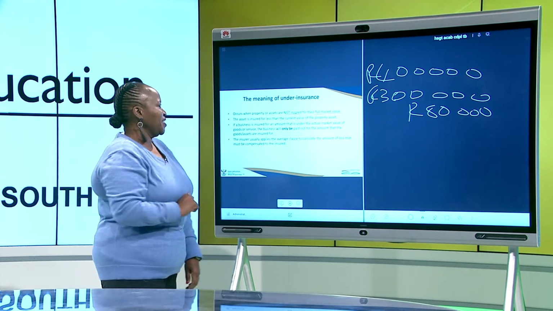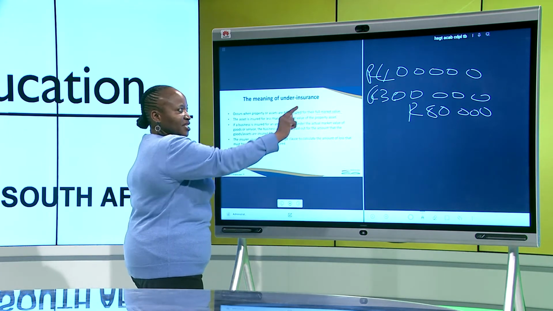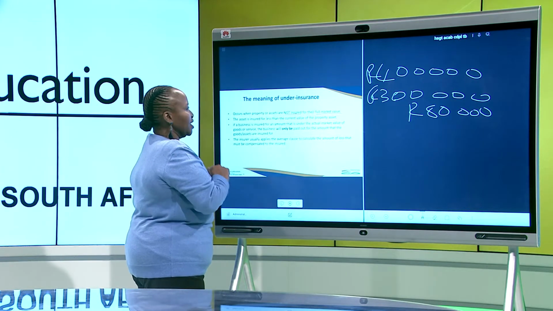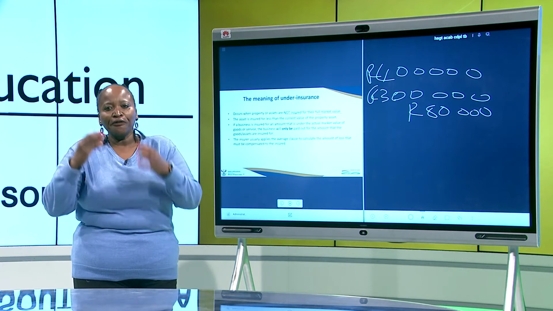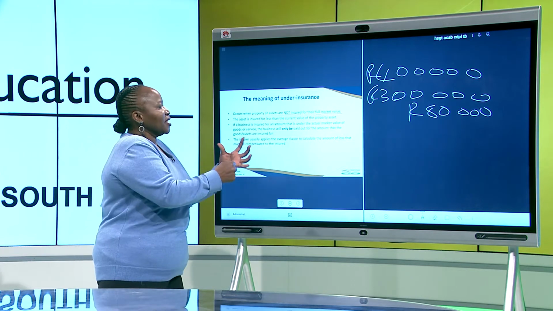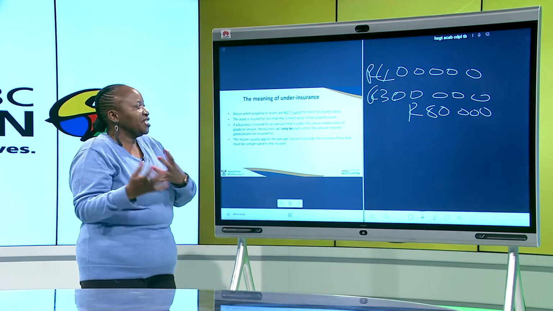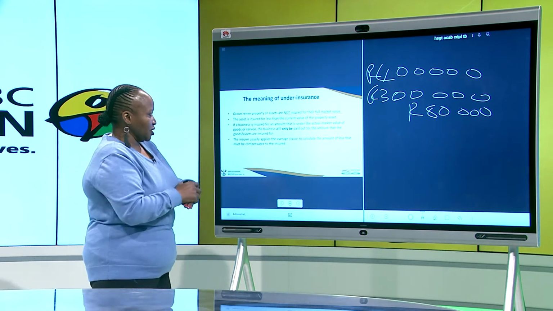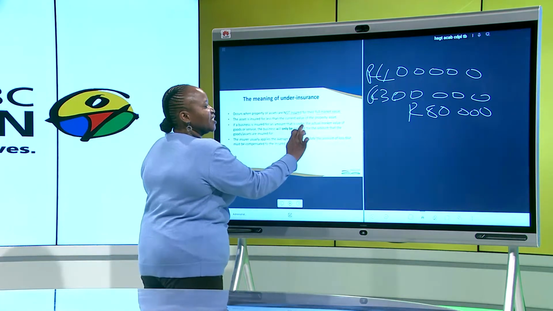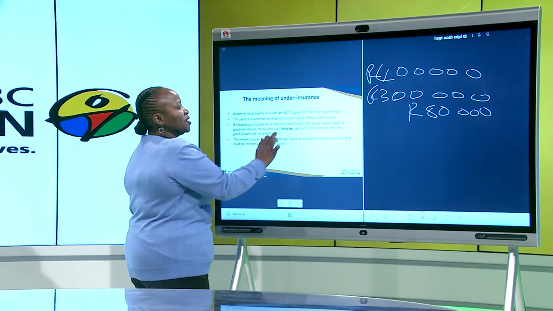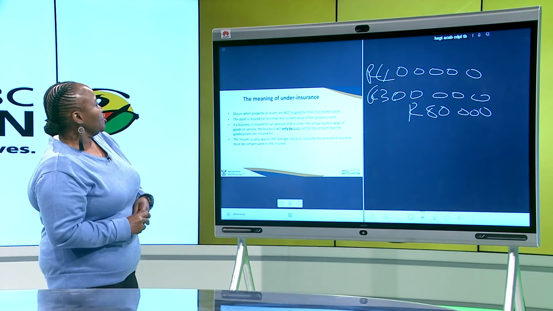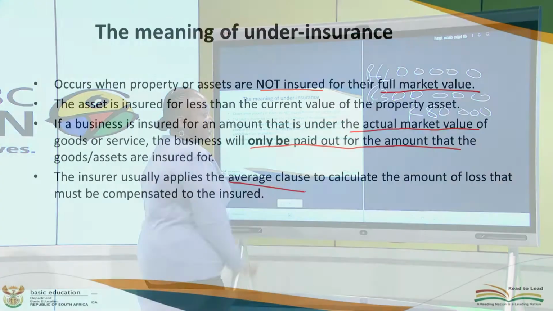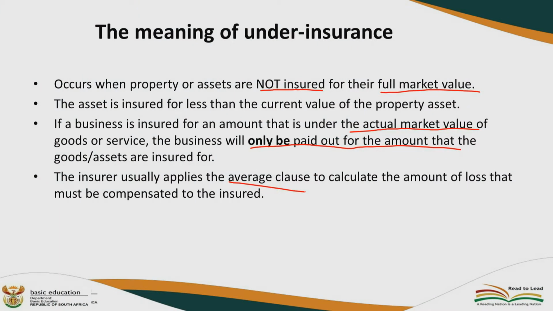What is going to happen here? Seeing that the asset is under insured, it means that the insurance will not pay the full amount of damage if the building catches fire or any type of risk that has been insured. If a business is insured for an amount that is under the actual market value, the business will not be paid out for the amount of the full value. The insurer usually applies the average clause.